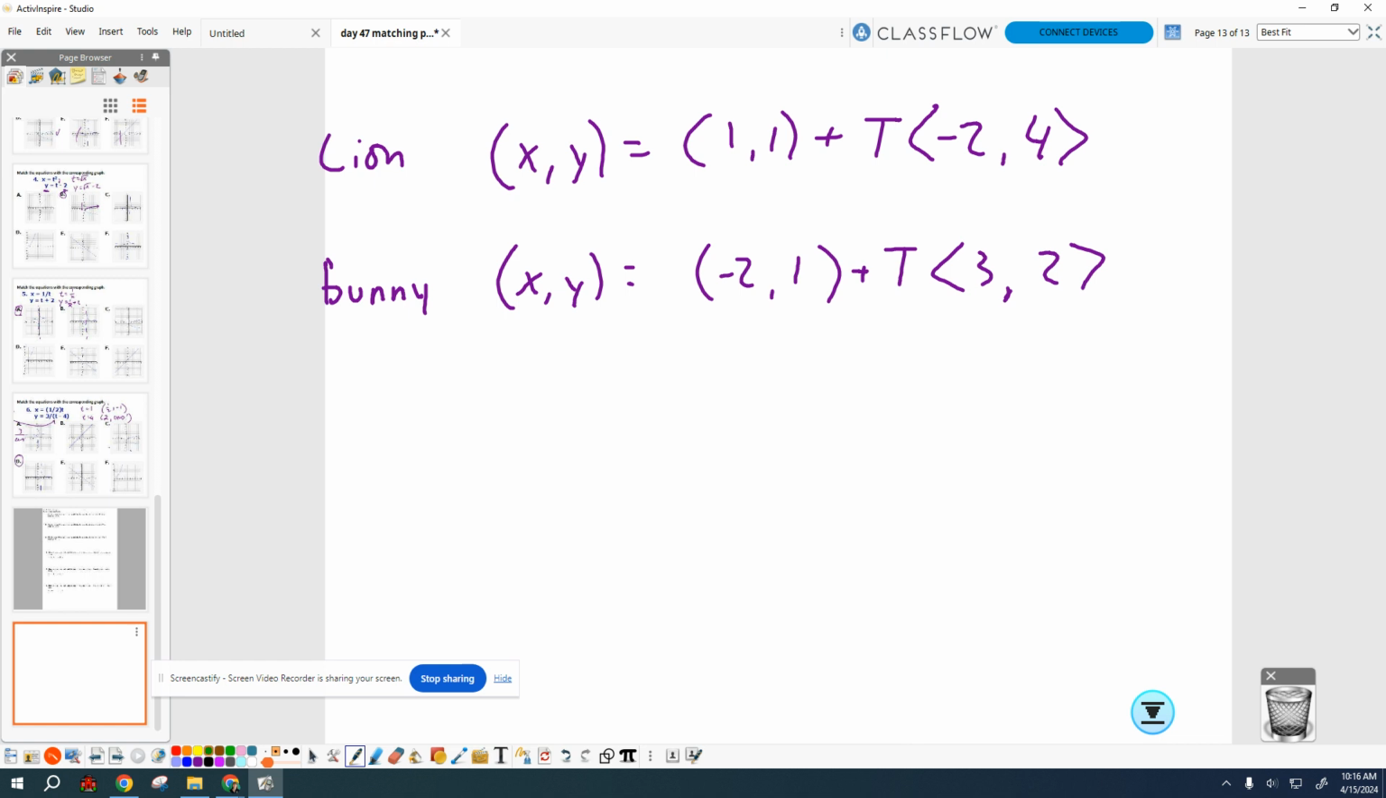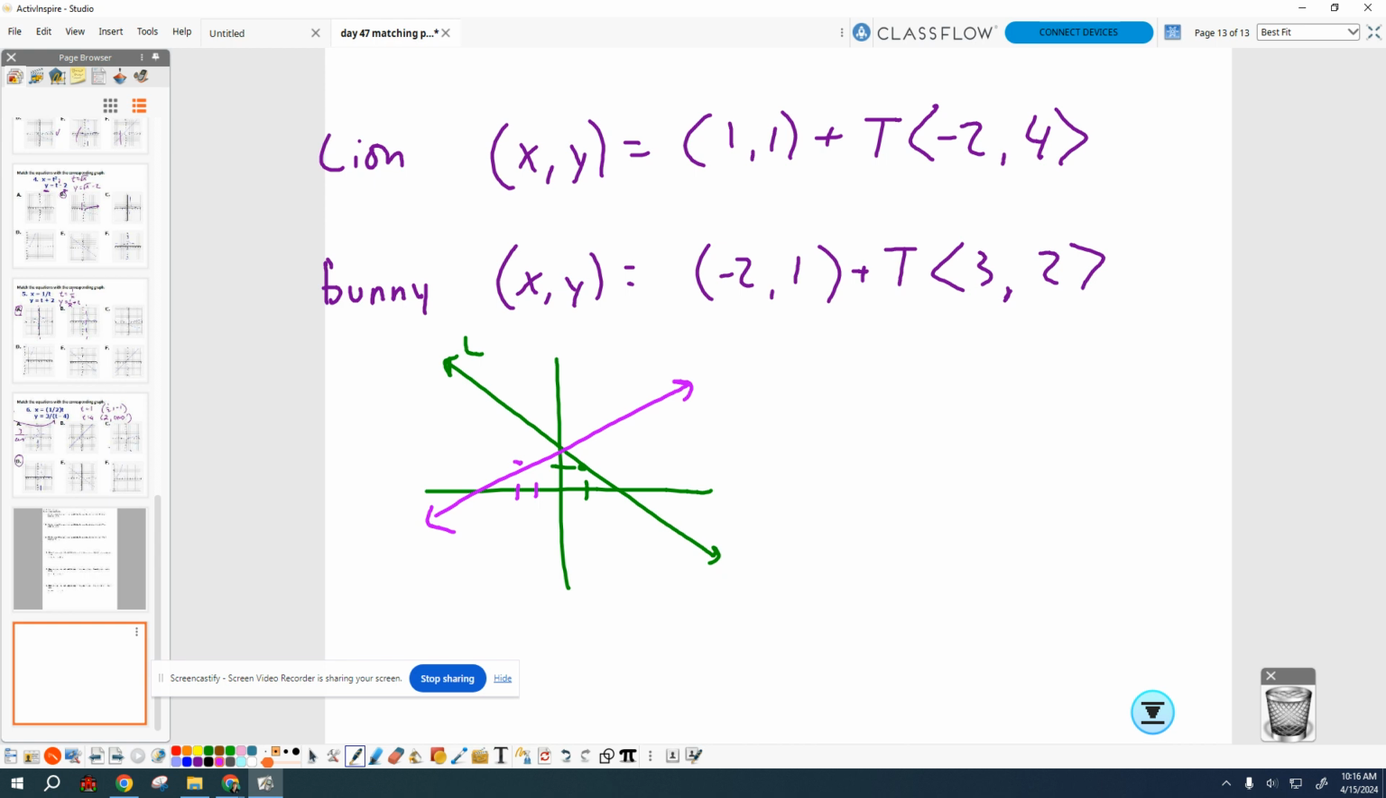So do their paths cross? Probably. Yeah, I'm doing it right now. If I was to plot the lion from 1, 1, we went to the right 2, up 4. So there's my lion and the bunny, starting at -2, 1. We go over 3, up 2. Over 2, 2. So their paths cross.